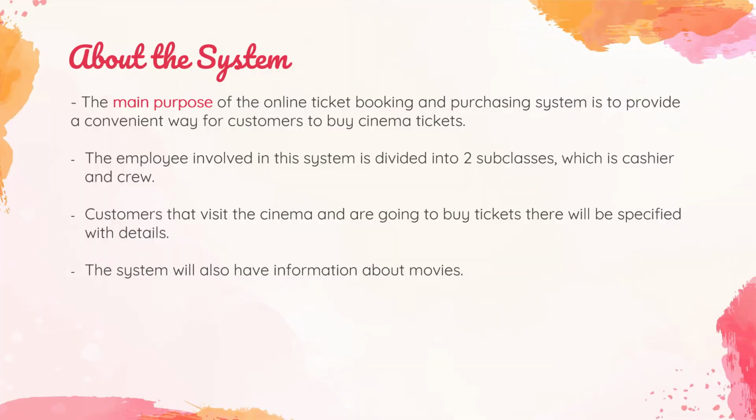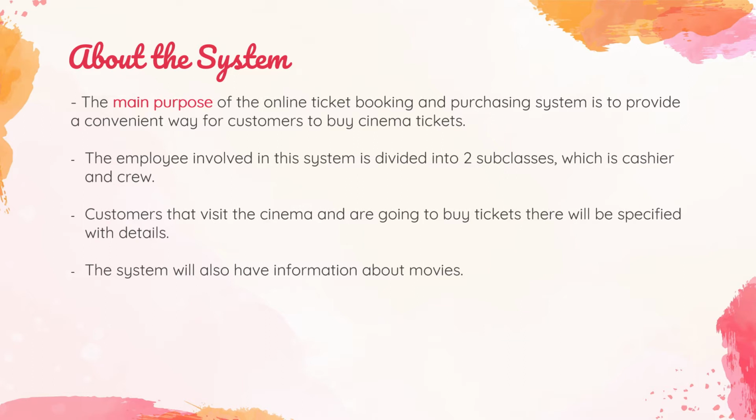The system we are presenting is AM Cinema Ticket Booking System. About the system, the main purpose of the online ticket booking and purchasing system is to provide a convenient way for customers to buy cinema tickets. This means that we are not using a manual ticket. Every ticket sold is by the system itself.